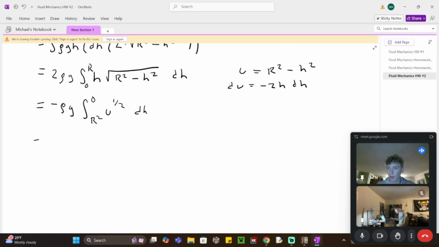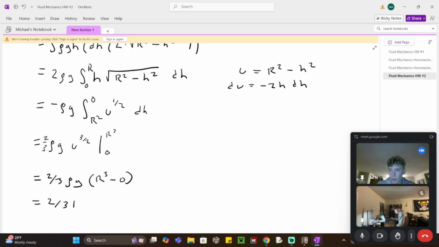So now we're going to evaluate this integral. And we know that a negative sign on the outside will flip our limits of integration. So we get rho g times the integral of u to the 1/2, which is 2/3 u to the 3/2, from 0 to R cubed. So we get 2/3 rho g times R cubed minus 0, which is just equal to 2/3 rho g R cubed.